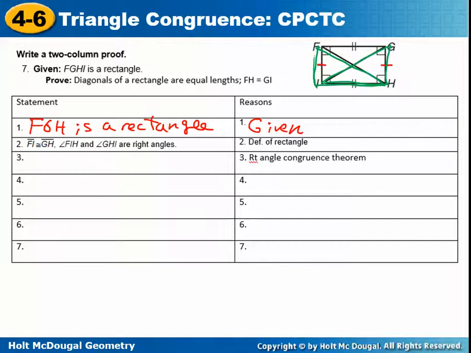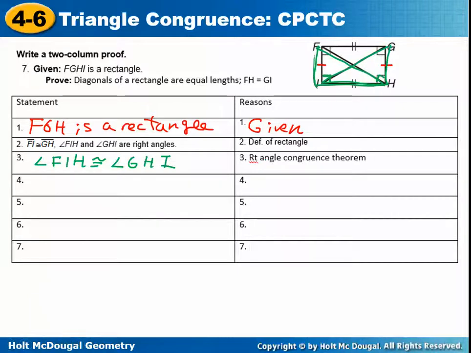So that's why I need FI congruent to GH. That's one side. And now the right angle congruence theorem says that all right angles are congruent. So I know that FIH and GHI are right triangles. So now I can say that they're congruent to each other, because the right triangle congruence theorem says that all right triangles are congruent to each other.